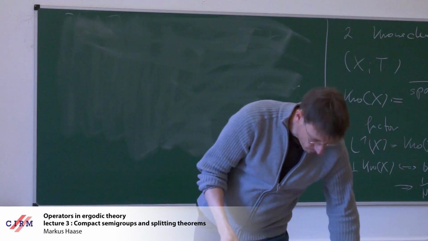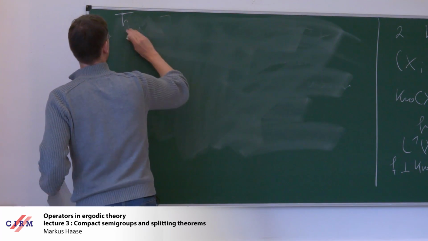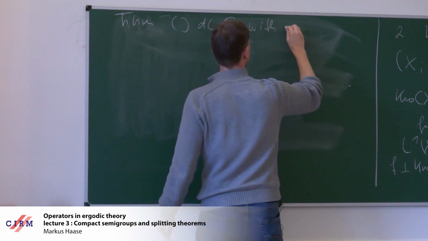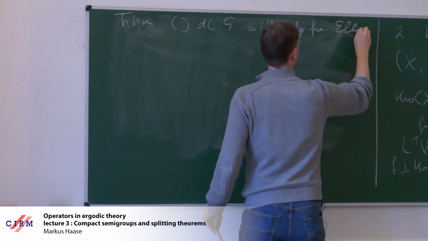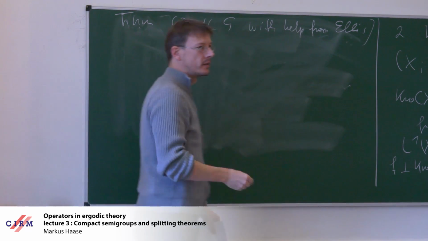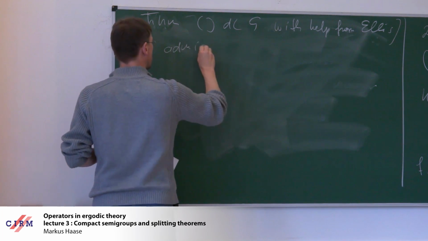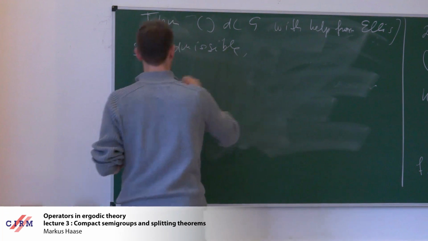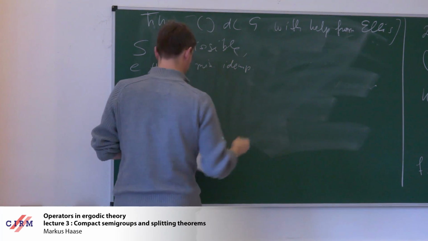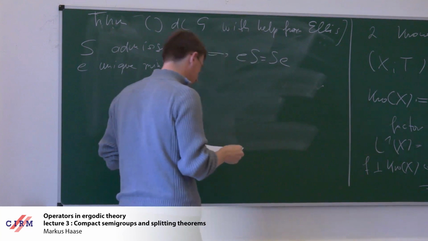Now, what is the important theorem about these kinds of semigroups? This is the theorem of Jacobs, de Leeuw, Glicksberg, with help from Ellis, I would say. Help means not that Ellis cooperated, but there's a theorem of Ellis going into this proof, an important, non-trivial result of Ellis. So if S is an admissible semigroup, and suppose E is the unique minimal idempotent, then E times S is the same as S times E.